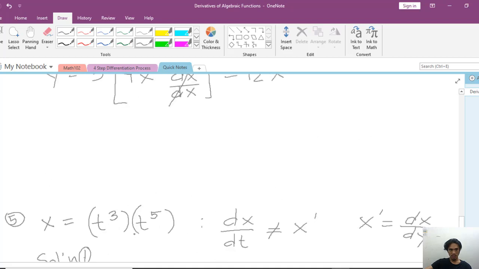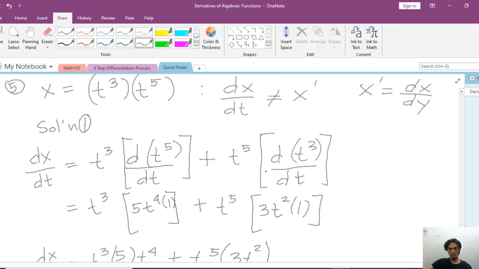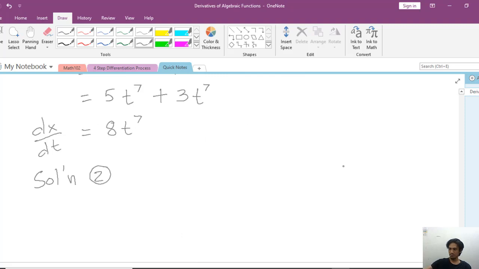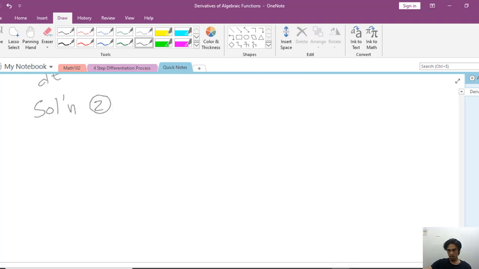The problem is t raised to 3 times t raised to 5. Let's just rewrite it here. x is equal to t raised to 3 times t raised to 5. We can immediately perform simplification before taking the derivative. So this is x. We have the same base, t, different exponents, we can add them. So this is equal to t raised to 8. And now, we are ready to take the derivative of x with respect to the variable t.